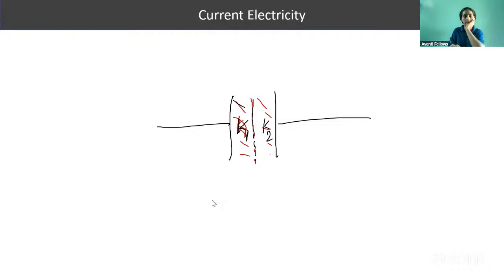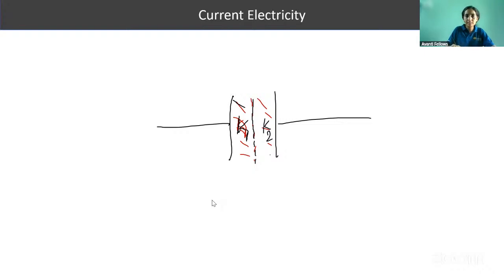What do you see? Anyone? Are they in series or parallel? Tell me. In series, Prasad? Yes. How is this in series?